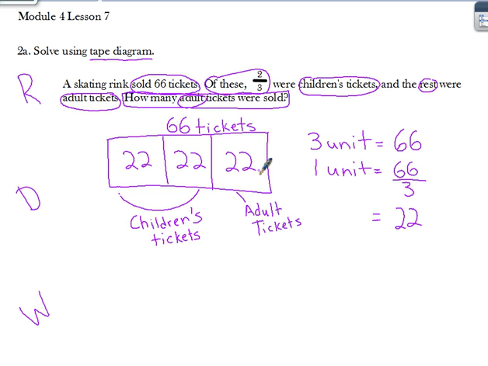I look back at the question and see what it's asking me to solve. How many adult tickets were sold? I can look at my tape model and circle that one section, which is my adult tickets, was 22 tickets. I then take that information and I must write a statement. There were 22 adult tickets sold.